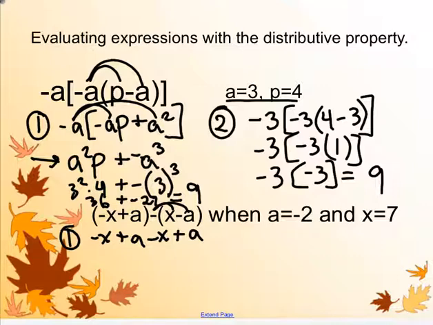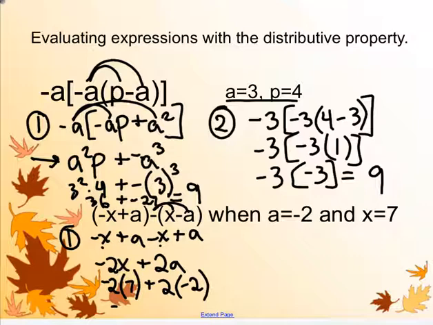So we can simplify our x's together and get negative 2x. We can simplify the a's together and get 2a. So that when we plug in our numbers, I will say negative 2 times 7 plus 2 times negative 2. And I will get negative 14 plus a negative 4, which gives me negative 18.